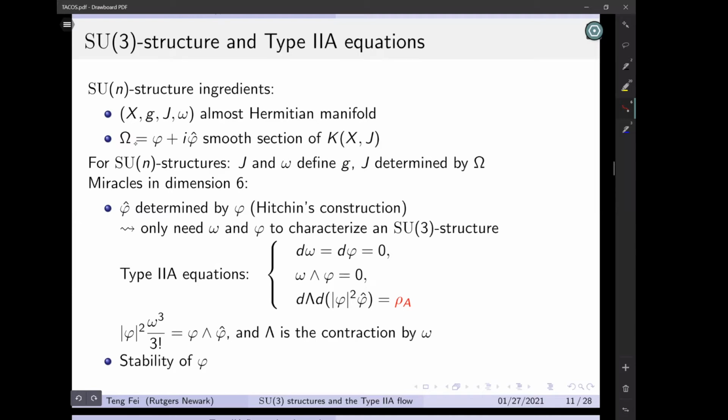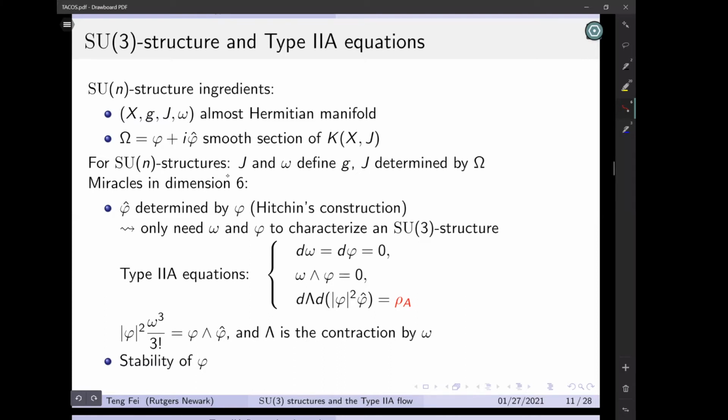And also you have this complex volume form, capital omega, which we write as phi plus i phi hat. So phi and phi hat are just the real part and imaginary part of this complex volume form. You can think of this as a smooth section of the canonical bundle. So for SUN structures, if you have J, if you have omega, then you can find what G is. So J and omega define G. And also J is determined by capital omega. So in other words, to characterize this SUN structure, you only need capital omega and little omega.